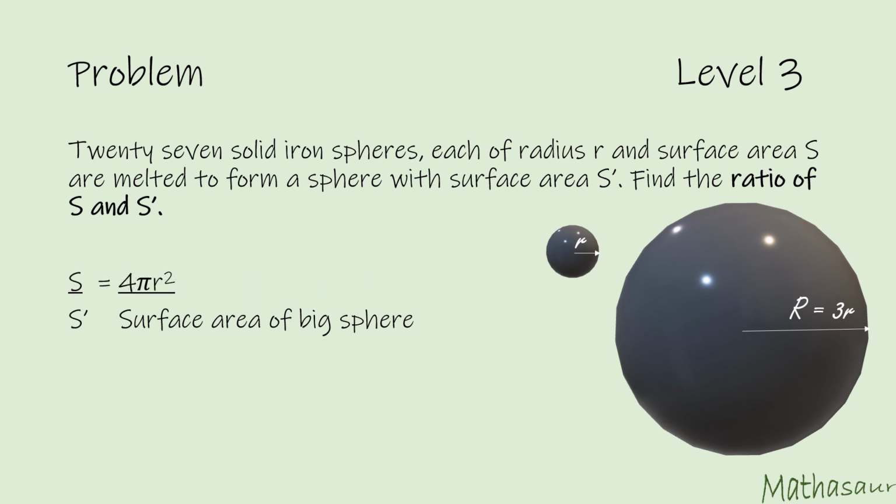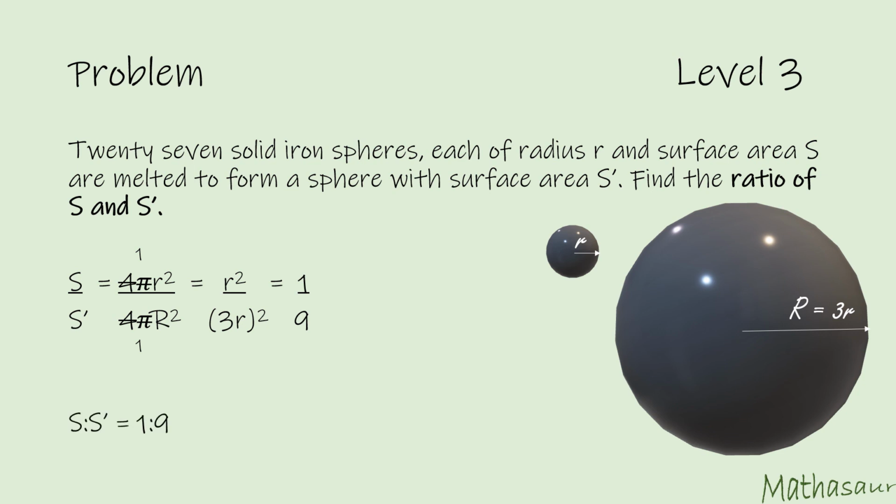The surface area of small sphere can be written as 4 pi small r square. And the surface area of big sphere can be written as 4 pi capital R square. We can simplify 4 pi in the numerator and denominator. Now let us substitute the value of capital R in terms of small r. So we get r square divided by 3r whole square, which is equal to 1 by 9. So s is to s dash is equal to 1 is to 9. Recall that we had to find the ratio of s and s dash.